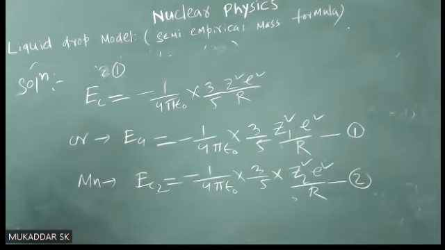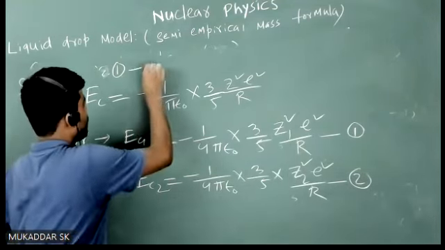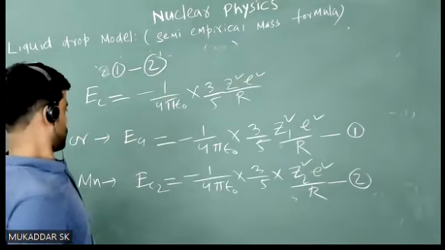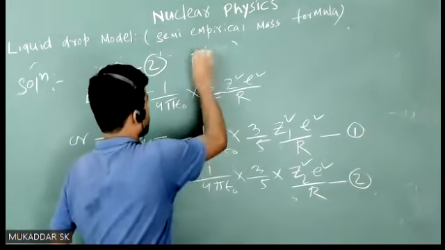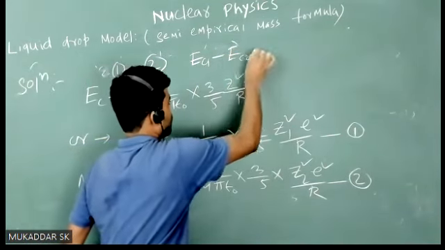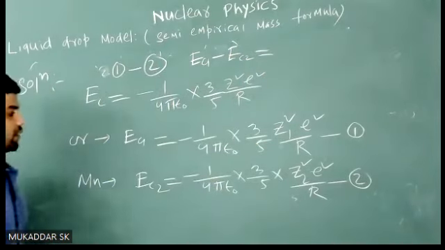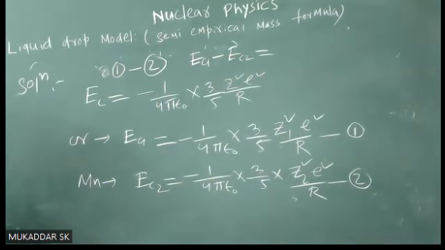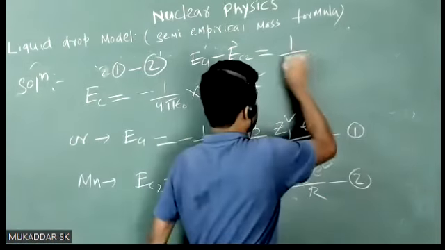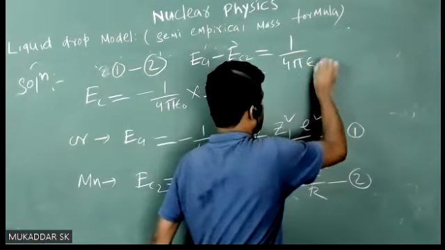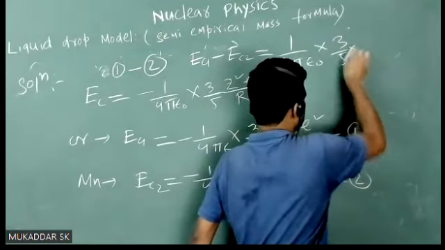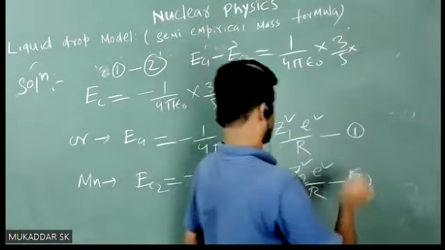Great, very good. So if you subtract equation 1 minus 2, how much will you get? EC1 minus EC2, and that will be how much? Tell me, how much will it be? Basically it is simply 1 by 4 pi epsilon naught into 3 by 5, very good, then 25 square minus 24 square.